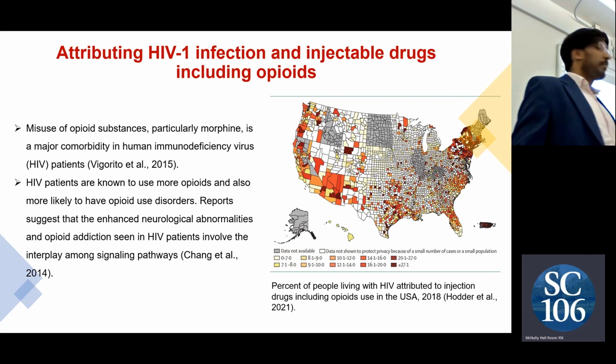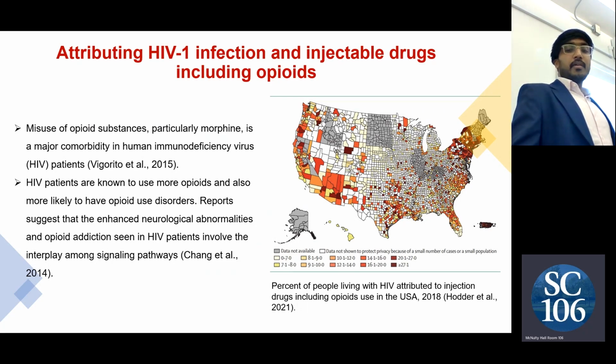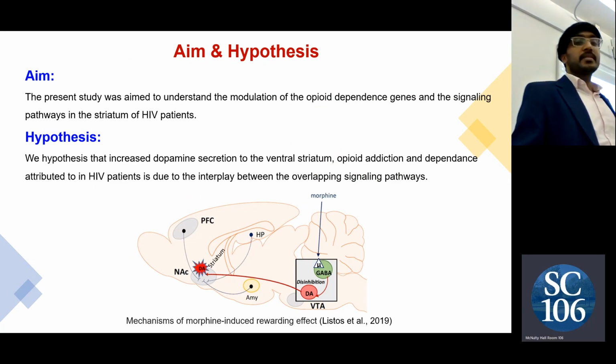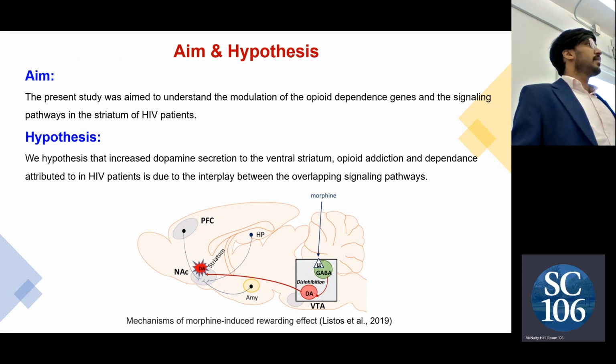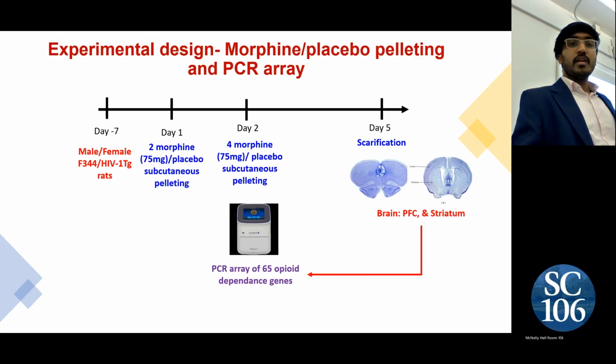There is a heat map showing the percentage of people living in the USA with HIV attributed to injectable opioid drugs. With this premise, the present study aimed to understand the modulation of opioid dependence genes and the signaling pathways in HIV patients. We hypothesized that the increased dopamine released to the ventral striatum, opioid addiction, and dependence seen in HIV patients is due to the interplay of overlapping signaling pathways.